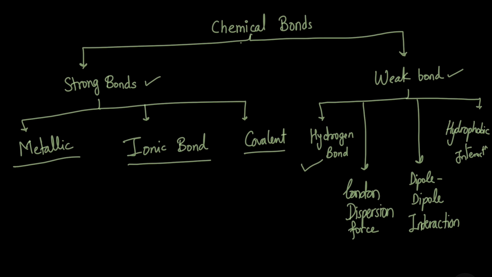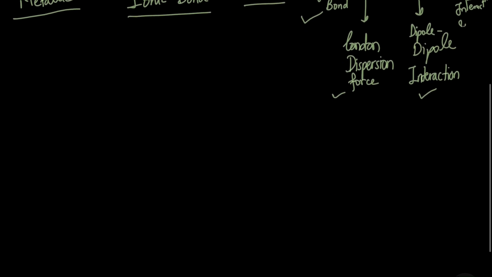Then other three are the interactions. One is London dispersion force, second one is dipole-dipole interaction, and then fourth one is a hydrophobic interaction. So we are going to see each and every type of bond one by one. First one is what? Strong bond.